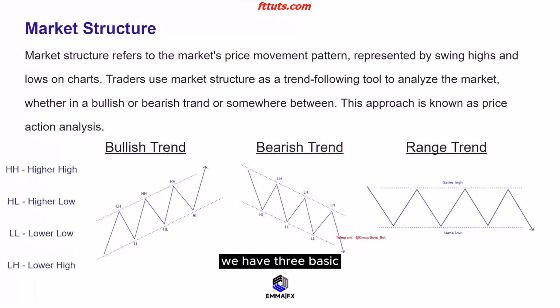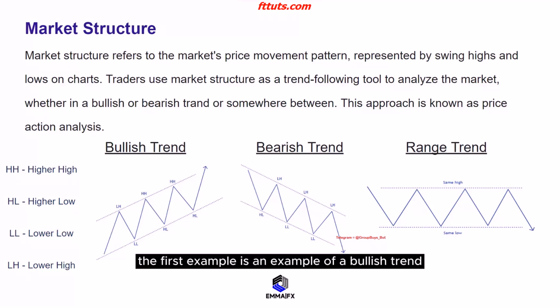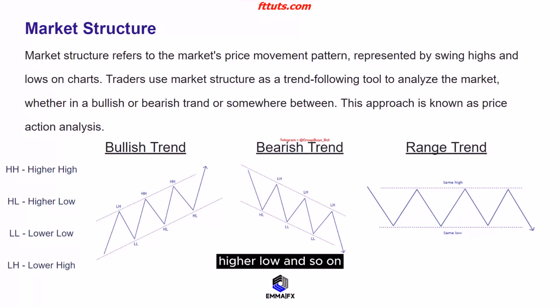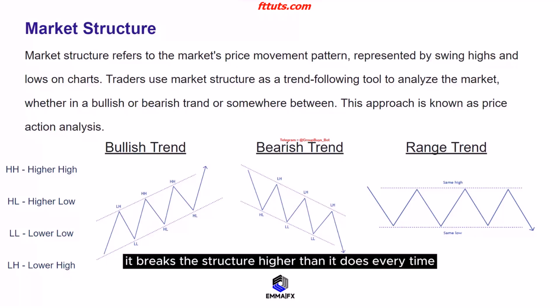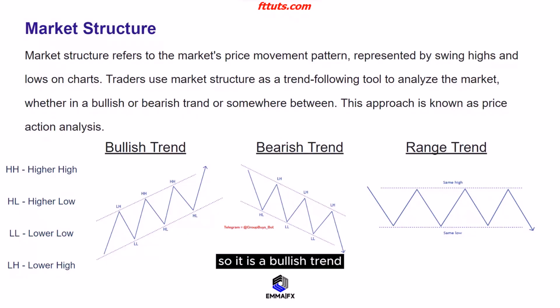We have three basic trends here that we should recognize easily. The first example is a bullish trend. It consists of a lower high and lower low, and creates higher high, higher low, higher high, higher low, and so on. It breaks the structure higher every time, so it is a bullish trend.